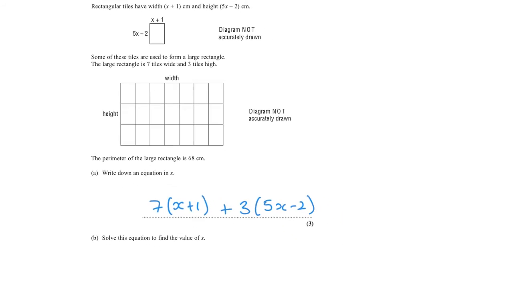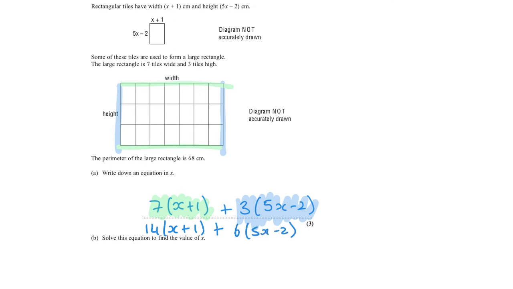Okay, however, we have 2 lots of this, so it's the whole thing times 2, because it wants the perimeter. So we know the perimeter is 2 lots of the height, which is 2 lots of this, and 2 lots of the width, which is 2 lots of this. So 2 lots of 7 is 14. So we're going to have 14 lots of x plus 1, plus 2 lots of 3 is 6 lots of 5x minus 2. This equals 68.